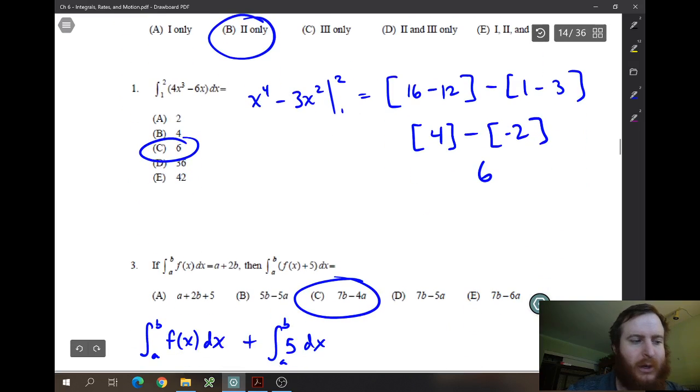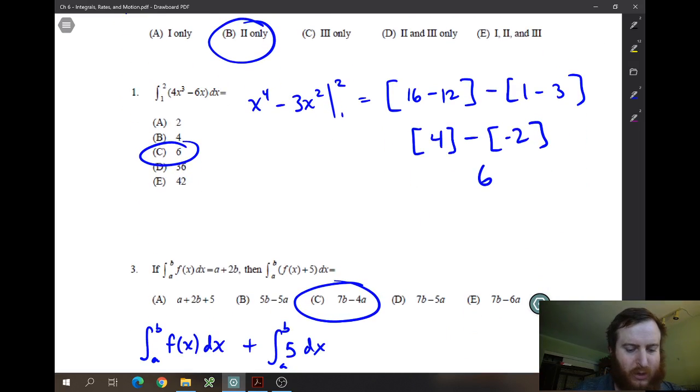All right, next one is very, very easy. Usually, if there's a question like question 1, even 2, 3, 4, a lot of times they're really, really easy questions. So this one, just 4x cubed over 4 minus 6x squared over 2, and then we just evaluate from 1 to 2.